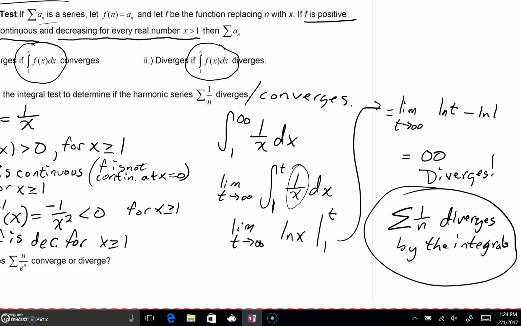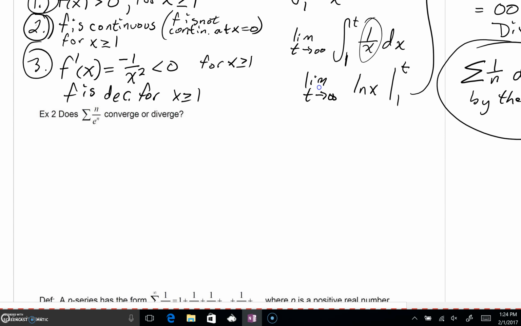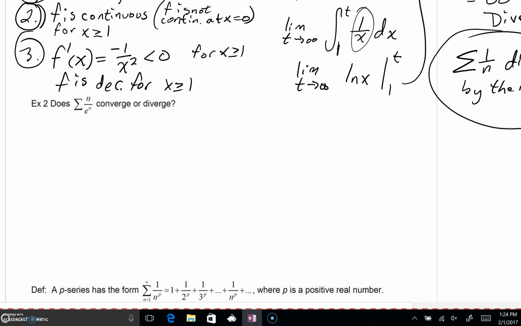Okay, are we doing okay? Let's take a look at number 2. And we can look at number 2 here and say, wow, does this series converge or diverge? We can say here's f of x equals x all over e to the x.